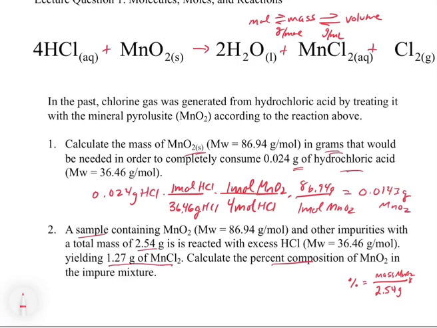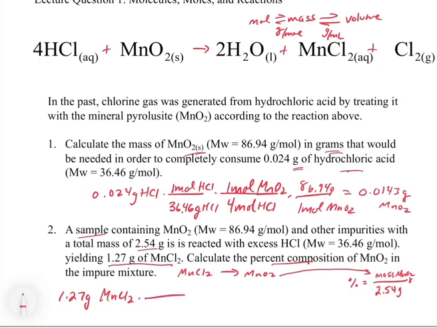1.27 grams of MnCl2. So now we have to work back from the MnCl2, the manganese chloride, to figure out how much MnO2 would have reacted to give us that amount of MnCl2. And then once we have that, we can put that into our percent composition calculation. So if we had 1.27 grams of the MnCl2 at the very end, how much MnO2 would have reacted to give us that amount?